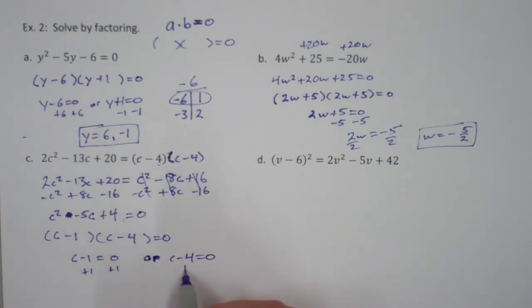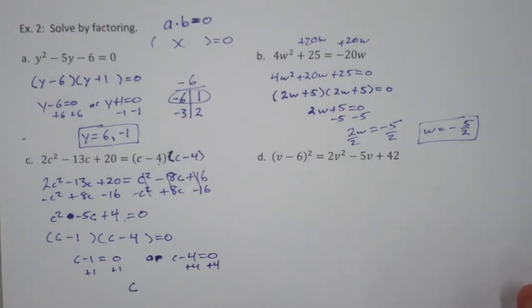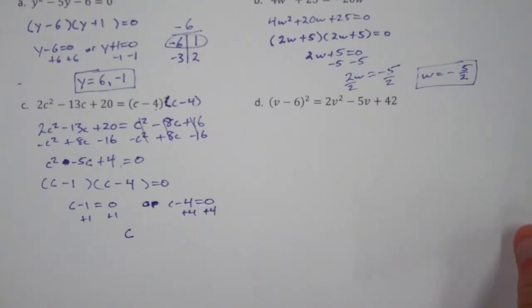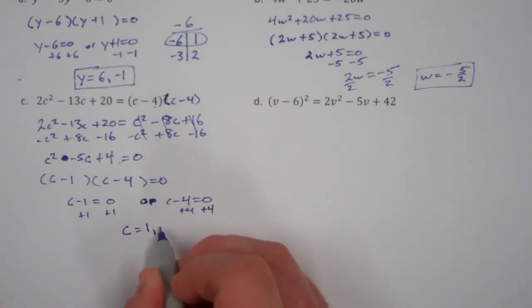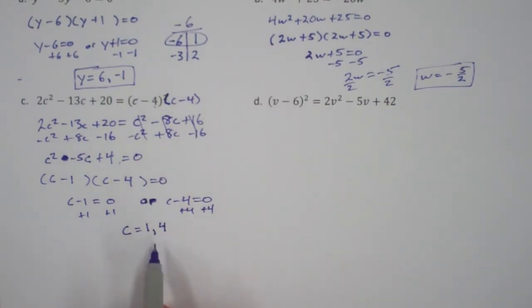So we'll add 1, we'll add 4. And c could be, and this might be at the very bottom here, so we'll move that up just a touch, c could be 1 or 4. Notice how this is not an ordered pair, so we don't use parentheses. These are two values of c that make this original true, and if you wanted, you could check it.